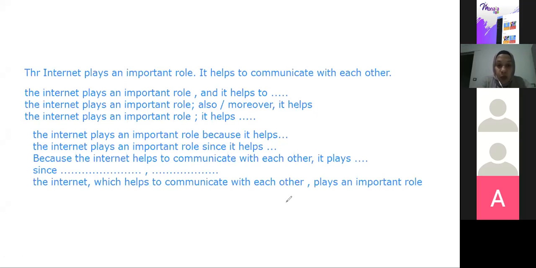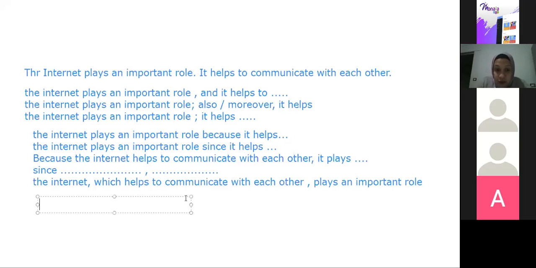Here: the internet, comma, which helps to communicate with each other, comma, plays an important role. Yes, I'm with you that if I remove "which helps to communicate with each other," my sentence will not be affected and I will have a meaningful sentence. But in this case, I will still have a simple sentence, which is what? The internet plays an important role. But I want to add information to have a complex sentence in my exam. So in this case, you have to remove the two commas to show the examiner that you know how to write a complex sentence using the main ideas related to the topic itself.